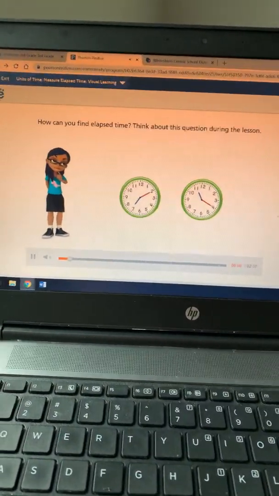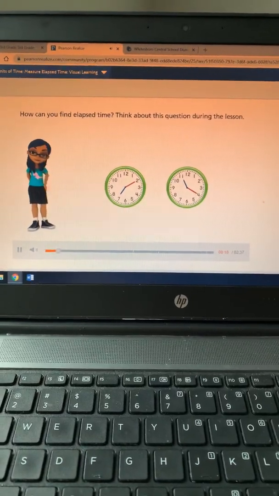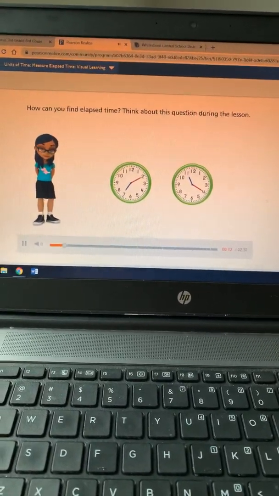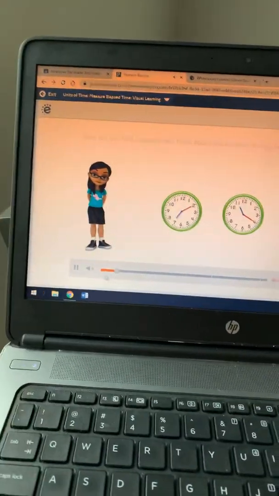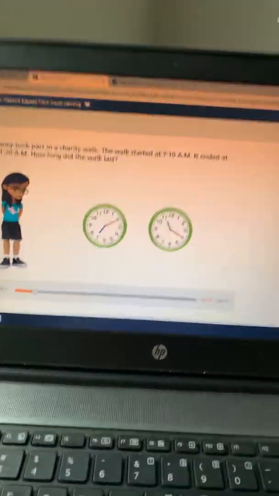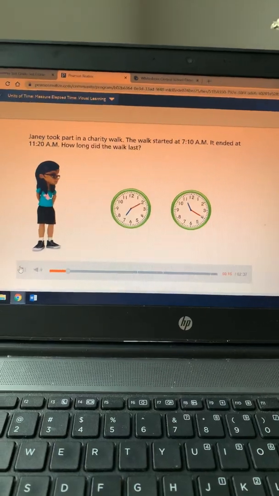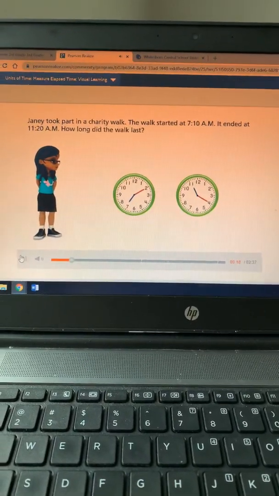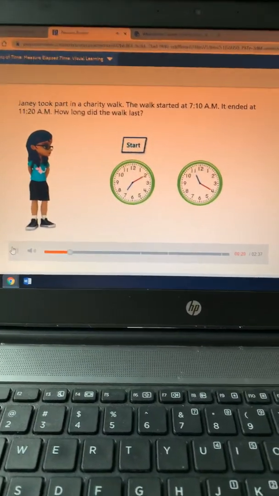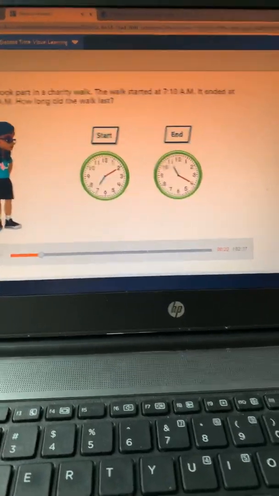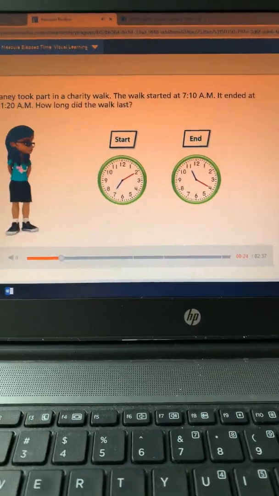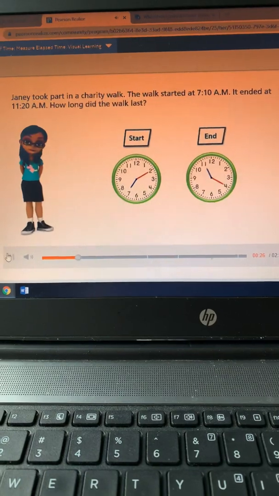How can you find elapsed time? Think about this question during the lesson. Elapsed means how much time has passed. Okay? How much time has passed. He took part in a charity walk. The walk started at 7:10 a.m. It ended at 11:20 a.m. How long did the walk last?